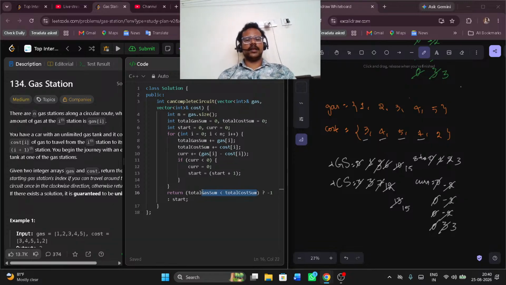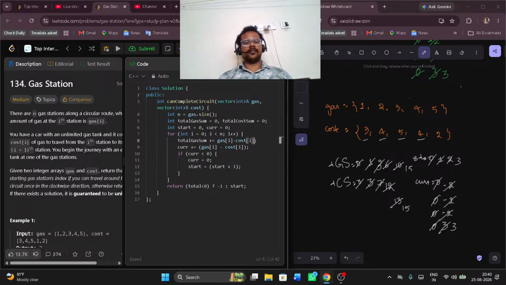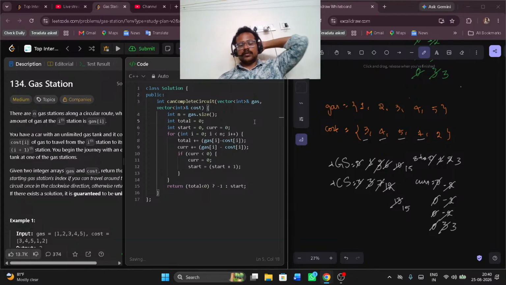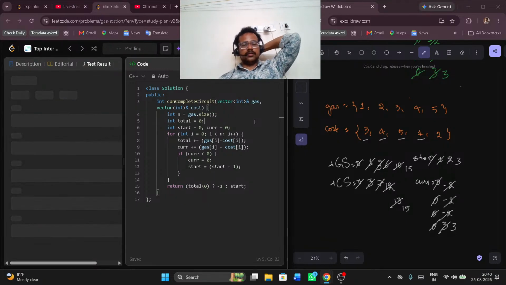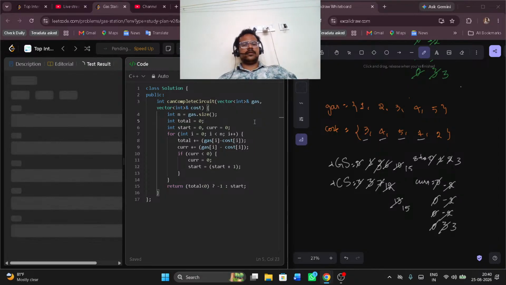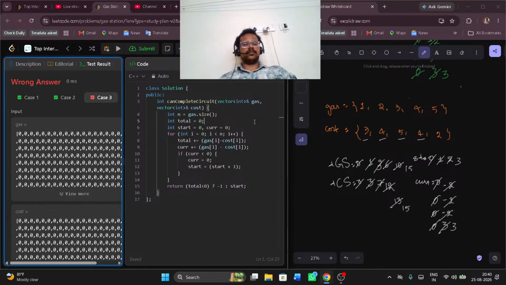Let us just take it as total is greater than, is less than 0, gas of I minus cost of I. Okay, total, current. Okay, yeah, I think this should work.